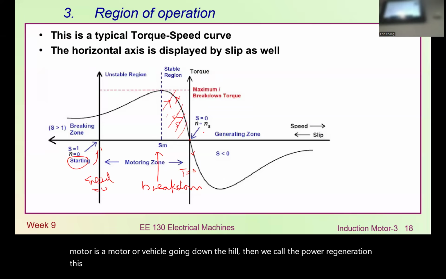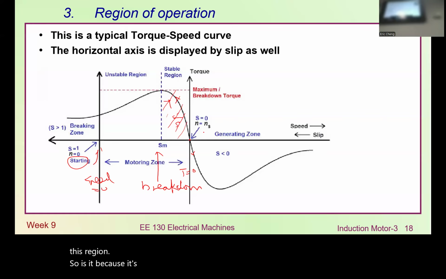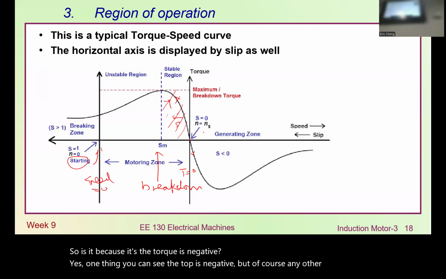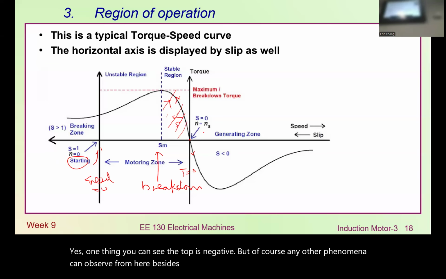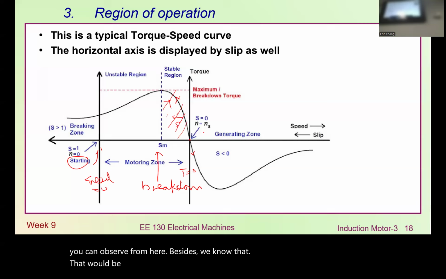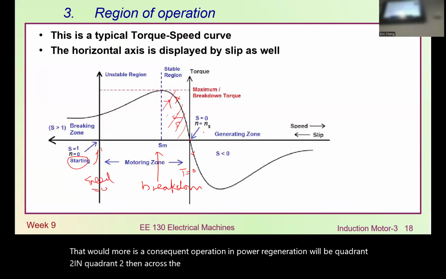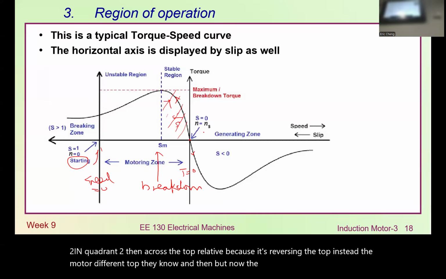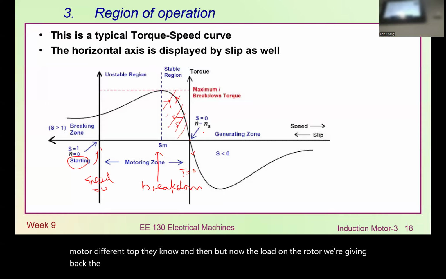Is it because the torque is negative? Okay, yes. One thing you can see is the torque is negative. But of course, can you observe any other phenomena from here besides negative torque? We know that more in the constant operation, the power regeneration will be in constant 2. In constant 2, of course the torque will be negative because we're reversing the torque. Instead of the motor giving torque to the load, now the load on the rotor is giving the torque back to the system.